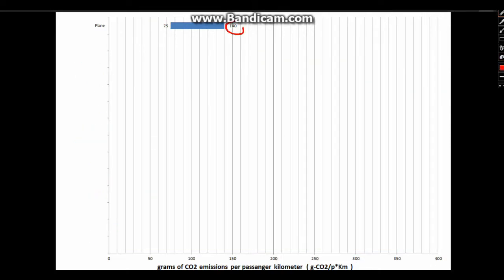Here, the higher value refers to trips shorter than 1000 kilometers, while the smaller value is for trips longer than 3000 kilometers. This can be explained by the fact that takeoff and landing are really CO2 consuming. So the more space is between landing and takeoff, the more efficient is the overall flight. Now let's move to cars.